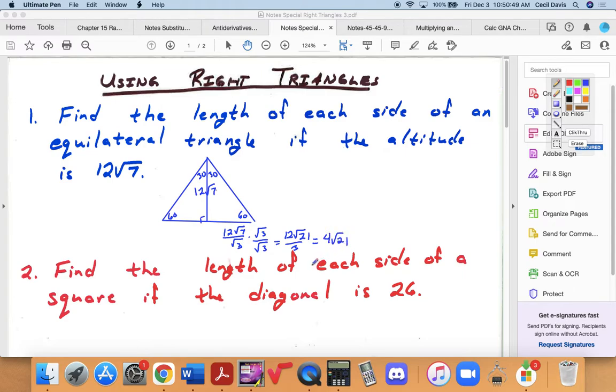Now, is that a side of the equilateral triangle? It's half of a side. It's half of a side, so the whole side is? 8 square roots of 21? Exactly right.